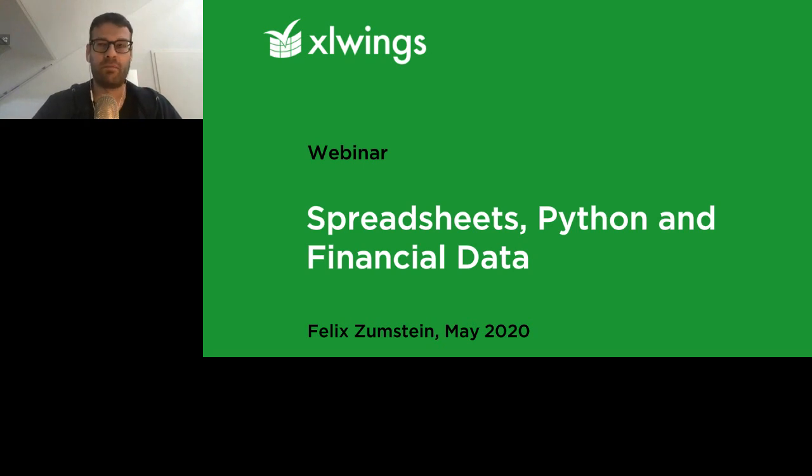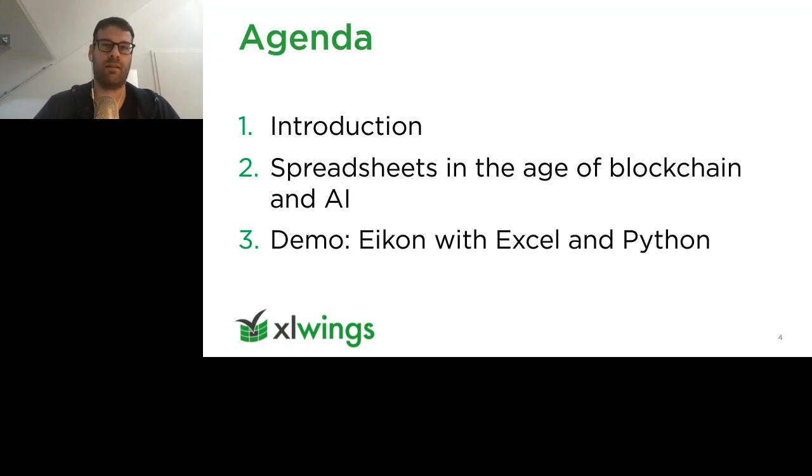So obviously today I'm going to be focusing a lot on the interaction with Eikon and Excel and Python, but we will hear a lot about what Jason just mentioned in terms of stability and risk of spreadsheets. So I have planned this webinar to have 3 sections.